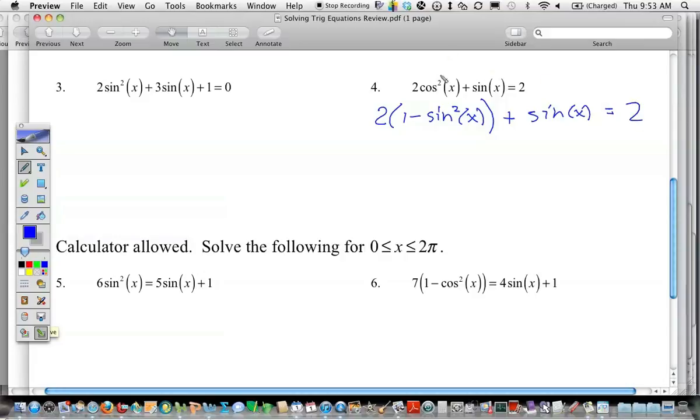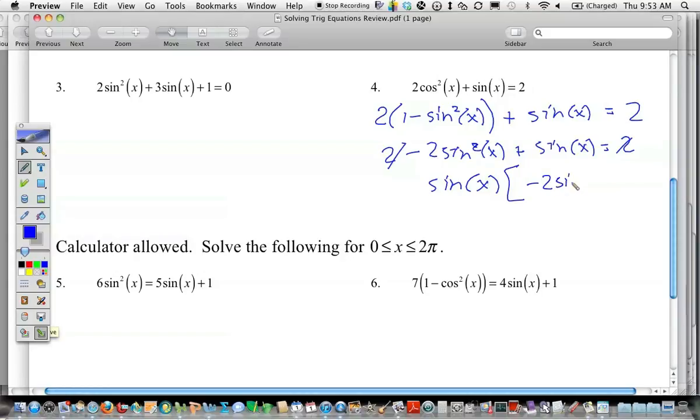Okay? I substituted cosine squared for 1 minus sine squared. Now when I distribute the 2, I'm going to get 2 minus 2 sine squared plus sine equals 2. Nice thing is when I subtract the 2's, they disappear. So now I can take out a sine, and I get negative 2 sine plus 1 equals 0.